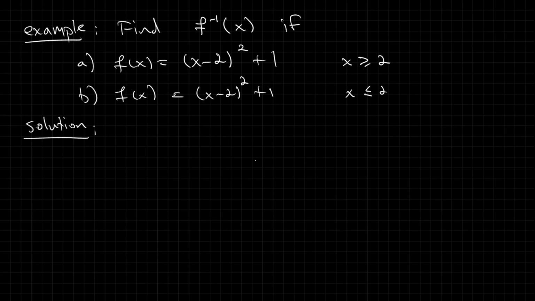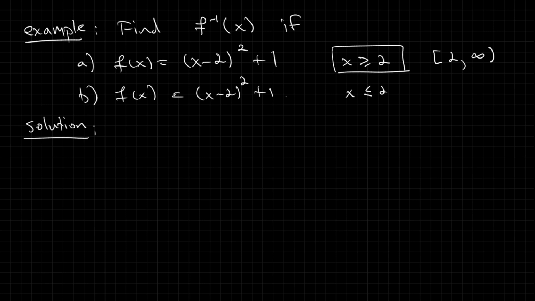Let's do an example with domain restrictions. So I have a function, (x − 2)² + 1, and I want to find the inverse given that in the first example, the domain restriction is all x's greater than or equal to 2, or in other words, the domain is [2, ∞).